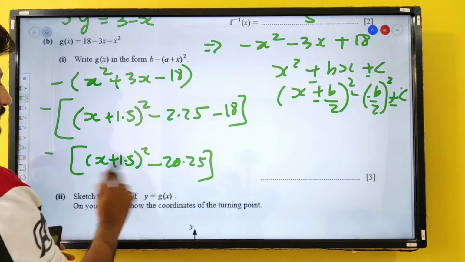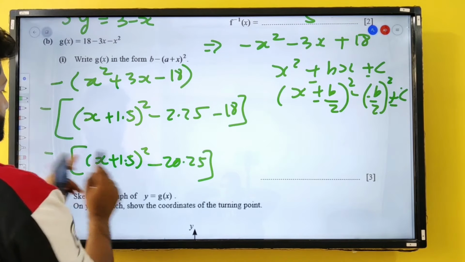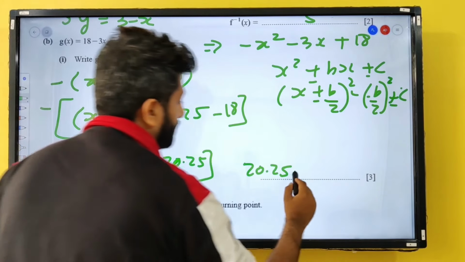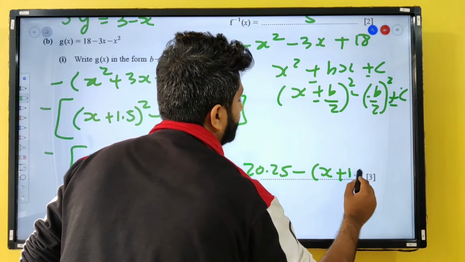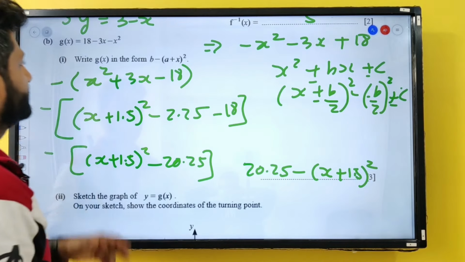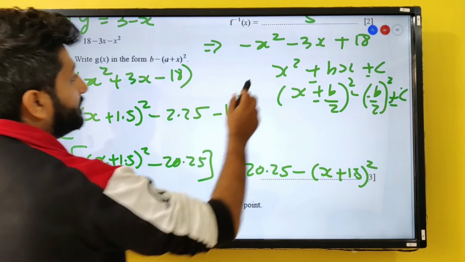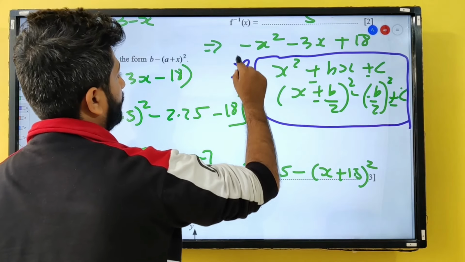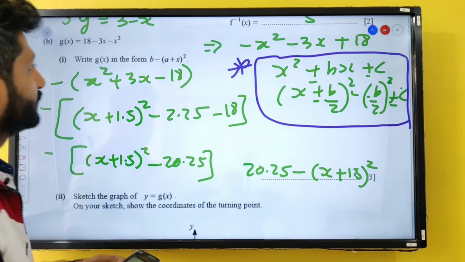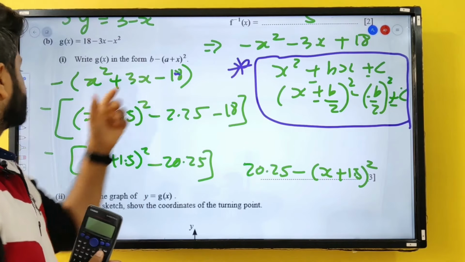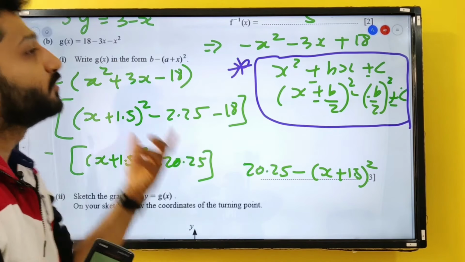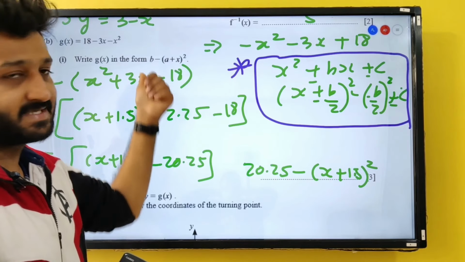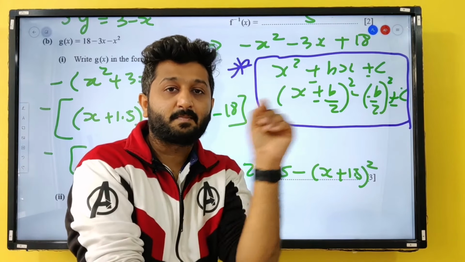Expand the brackets and you have minus minus plus 20.25 minus x plus 1.5 square. This is a shortcut formula. Remember this formula and you'll get your answer. What is the other way? Other way, you can expand this and compare the coefficients. When you expand this, you'll get your coefficient of x as minus 2a.